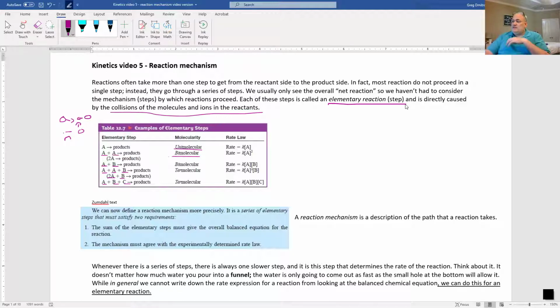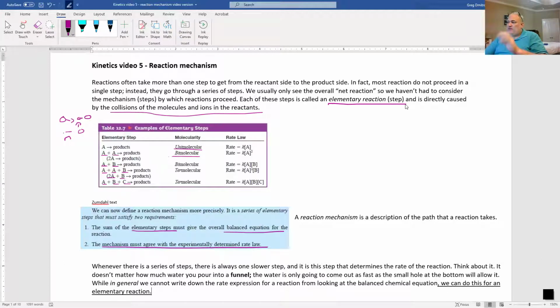Now, Zumdahl defines a reaction mechanism as a series of elementary steps. So anytime you have more than one step in a reaction, there must be two requirements met. One, if you add up the elementary steps, they must overall give you the balanced equation for the reaction. So it's kind of like Hess's law in that regard. And two, the mechanism must agree with the experimentally determined rate law. And that's a little more clunky, and we'll get to that in a little bit.